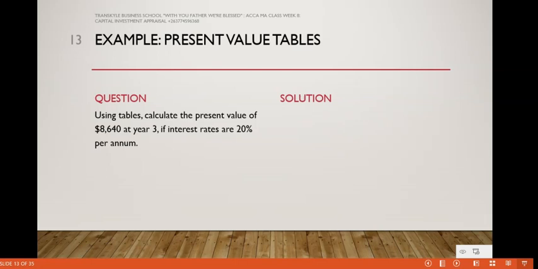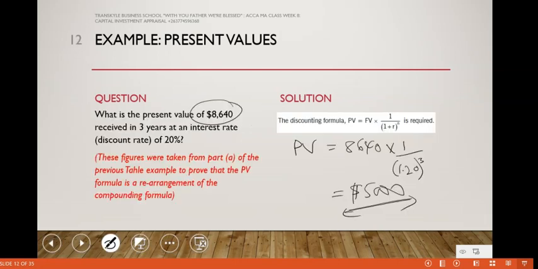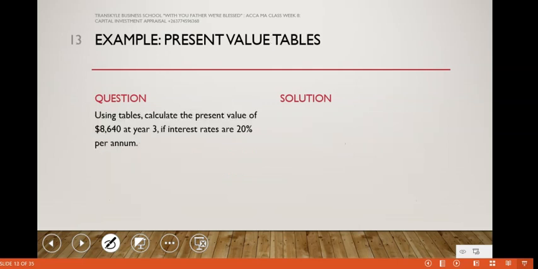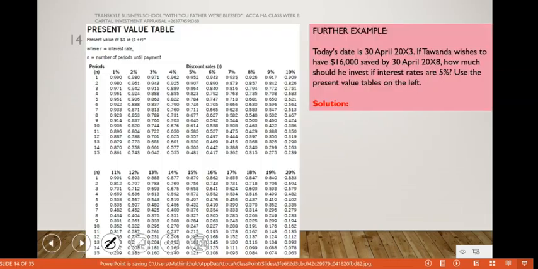Now, using tables, calculate the present value of 8,640 at year 3 if the interest rate is 20%. So we are going to use the same information there, and let us see if we are going to come to the same conclusion. So the present value tables are like this one given there.